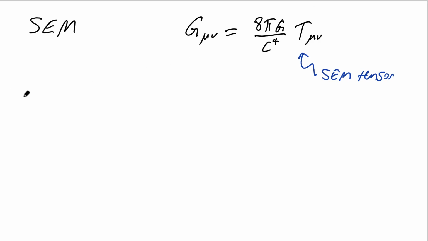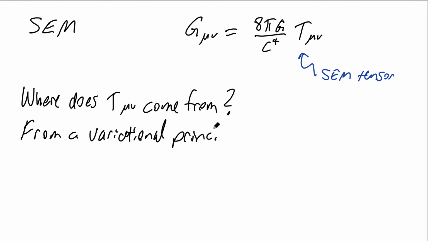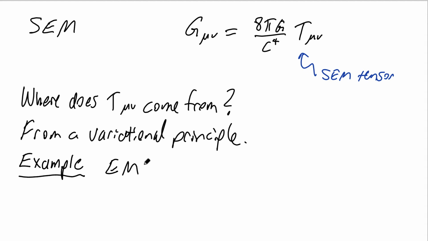One question you might have is, where does the stress energy momentum tensor come from? One possible answer is from a variational principle. Let me give you an example. Let's look at the electromagnetic field.